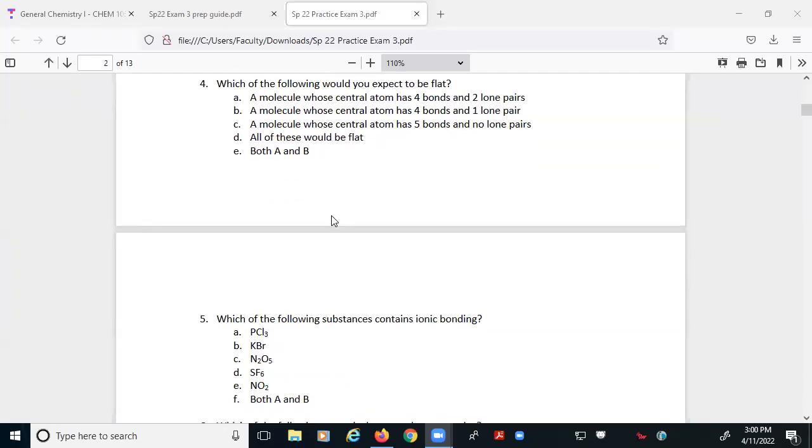This is one where having that table side by side with you is going to help you a lot. Which of the following would we expect to be flat? Molecule with a central atom that has 4 bonds and 2 lone pairs, 4 bonds and 1 lone pair, 5 bonds and no lone pairs. All of them, or the first 2.